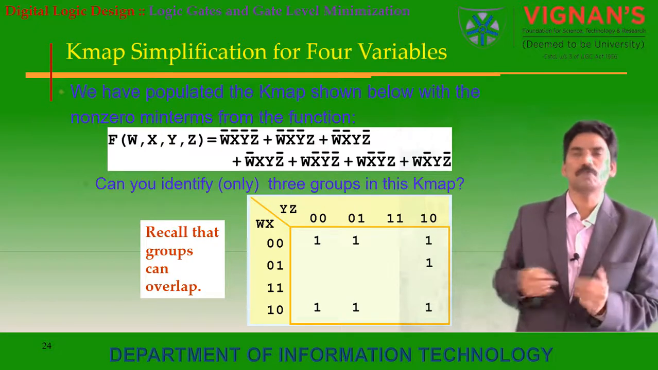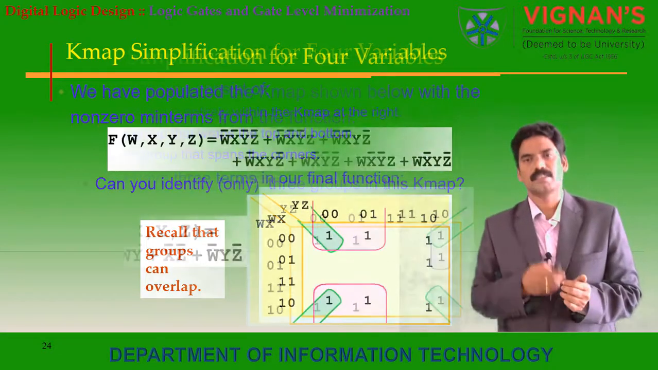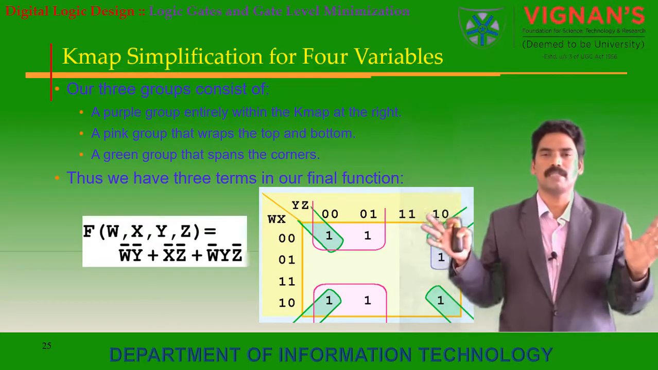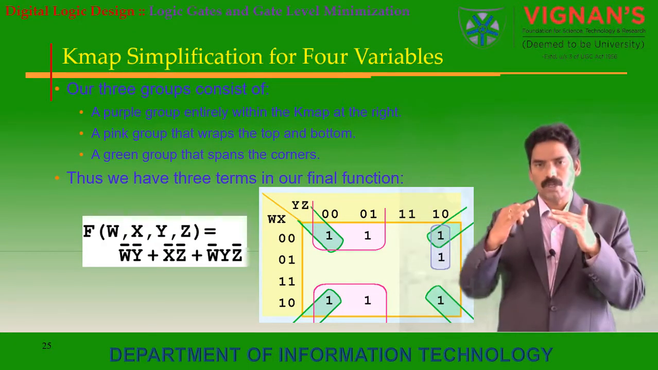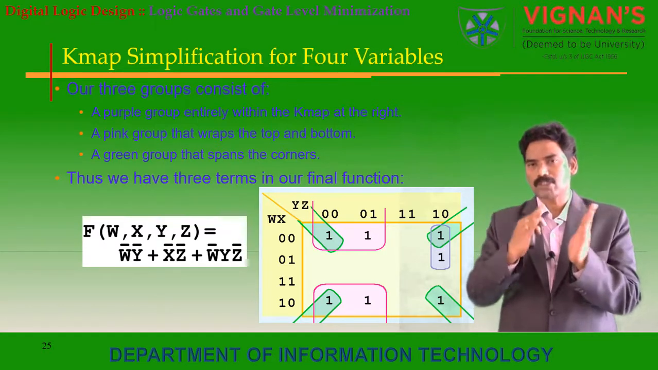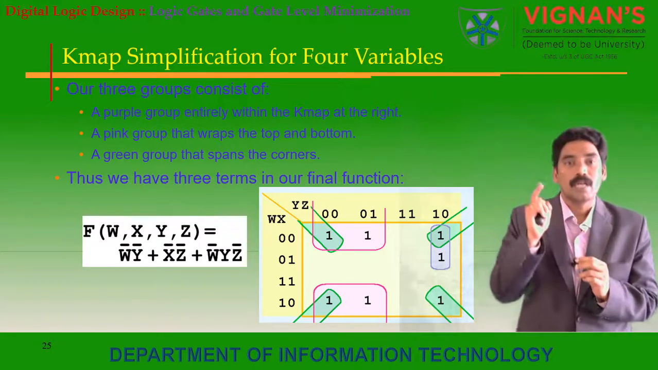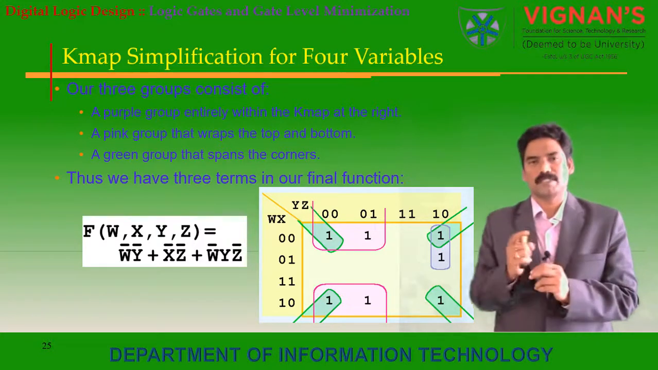First, how to group this one? First way is, 4 corners, 4 values are there. That is one group. So, this is the first, that pink color represents, that is the purple. There are 3 groups for this.